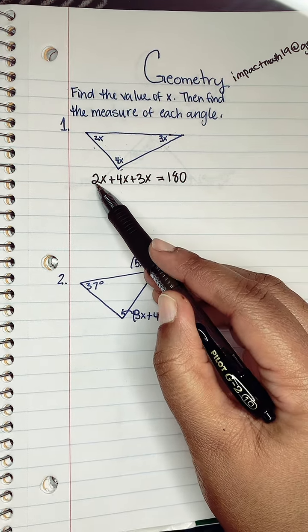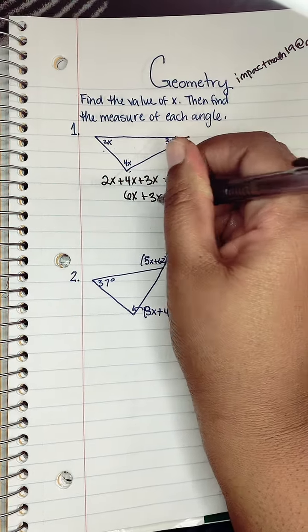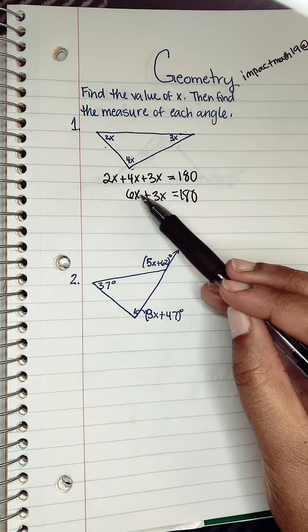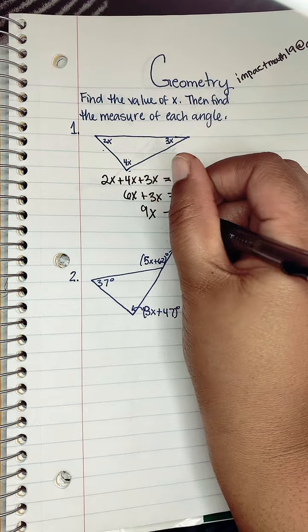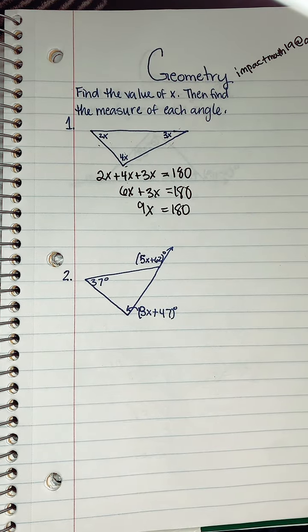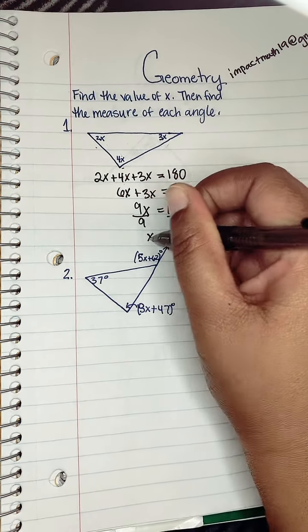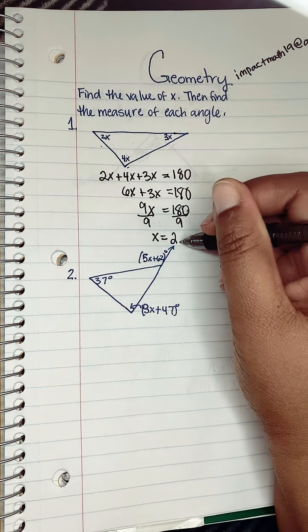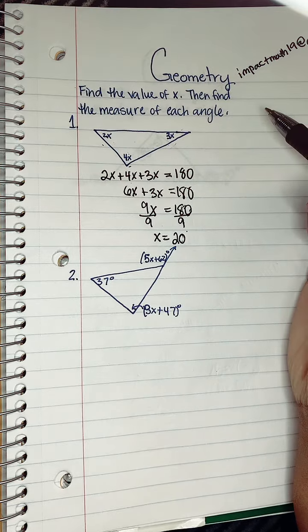Let's talk about it then. 2 plus 4 is 6x, plus 3x. We're going to do it step by step because I see some people are getting different answers. 6x plus 3x gives us 9x. Everybody sees it now. And then we're going to divide by 9. And x equals 18 divided by 9, which is 2, and we drop down the 0. So it'd be 20.